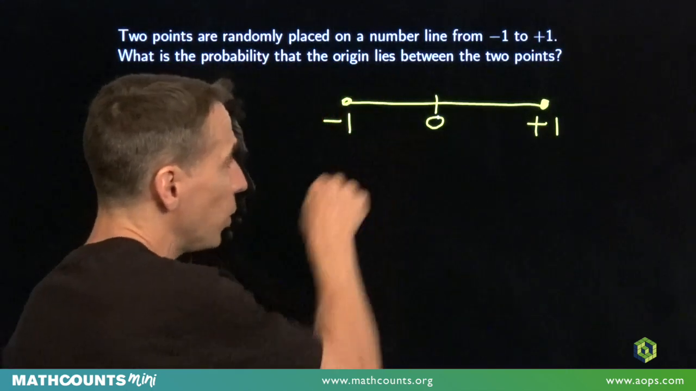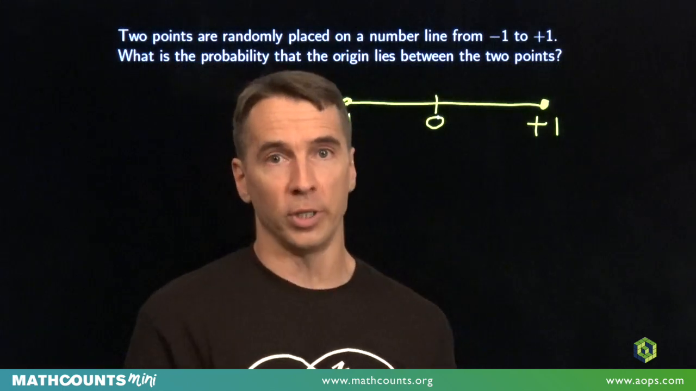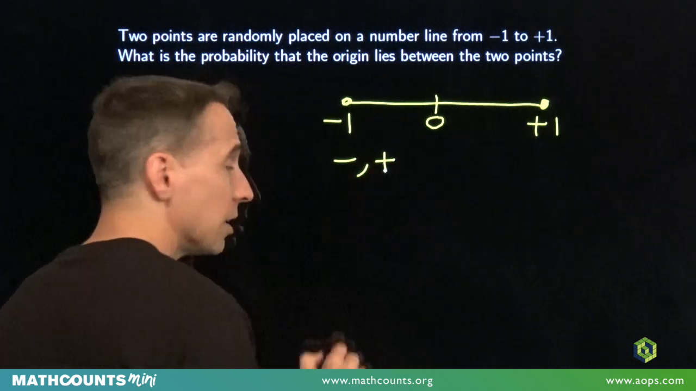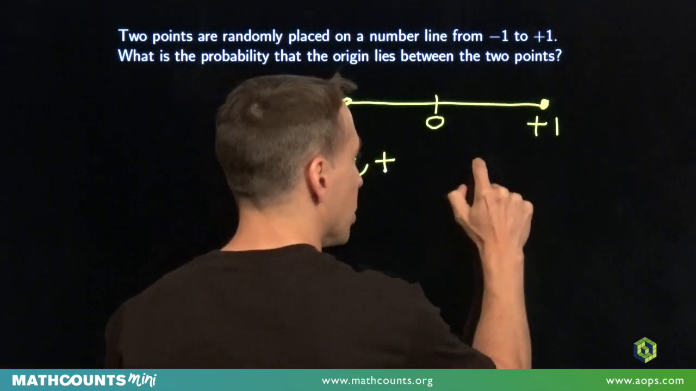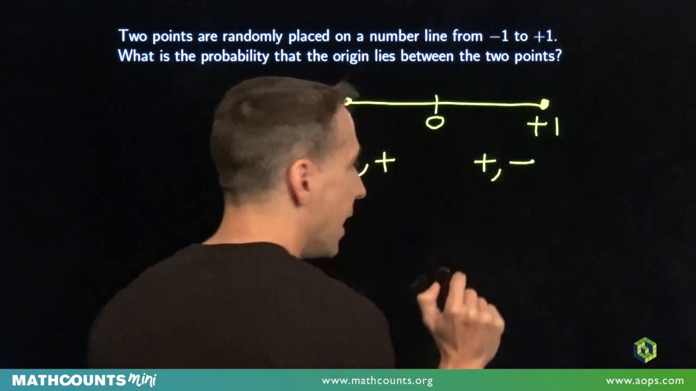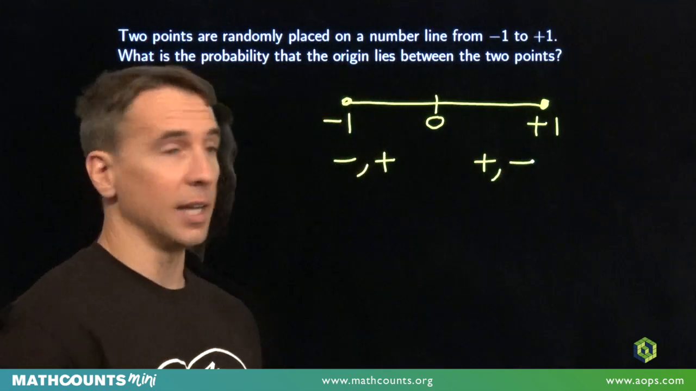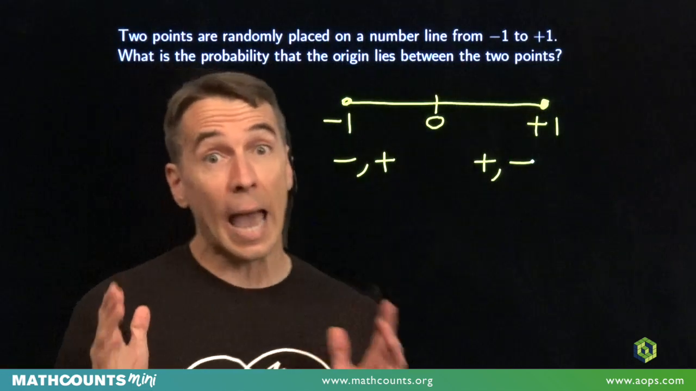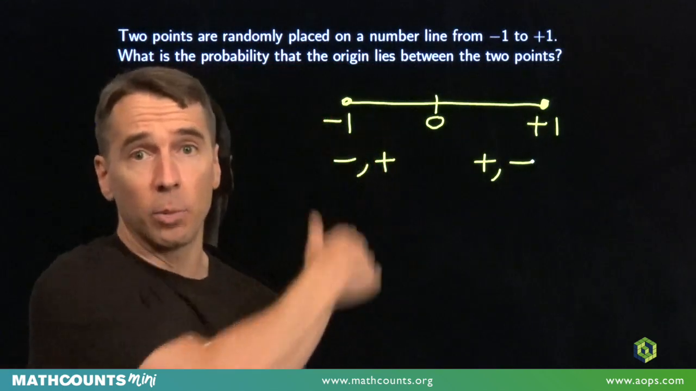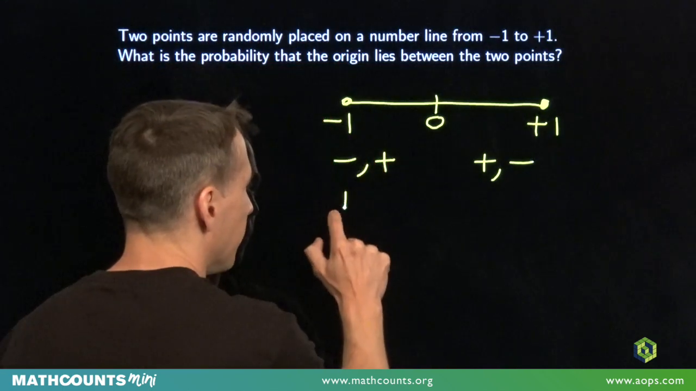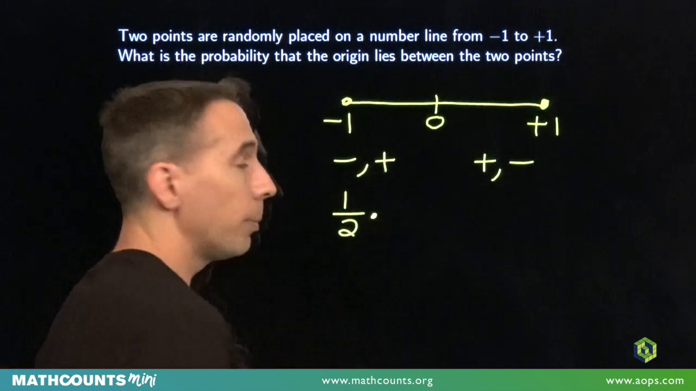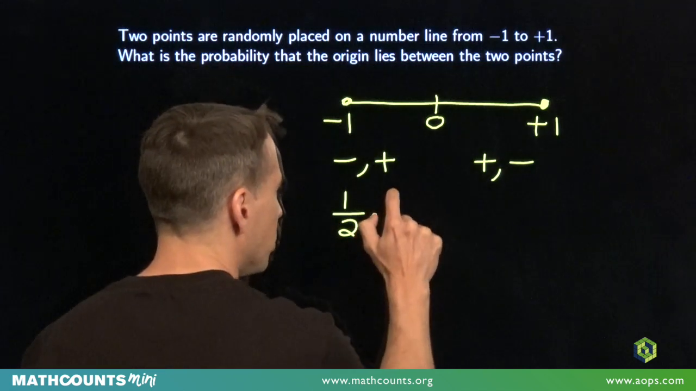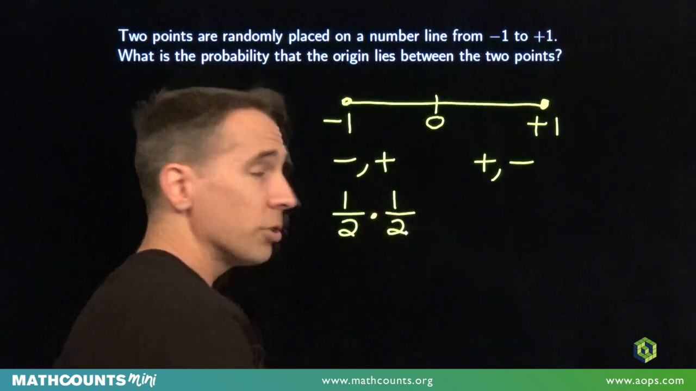Now there are 2 ways we can end up with that 0 between the 2 points that we choose. We could choose a negative number first and then a positive number, or we could choose a positive number and then a negative number. Let's take care of the first case. First case, we choose a negative number first. Probability of that happening is exactly half, because exactly half of this number line is negative. And then for our second number, the probability we'll choose a positive number. Well, half the number line is positive. So the probability we'll choose a positive number second is also a half.